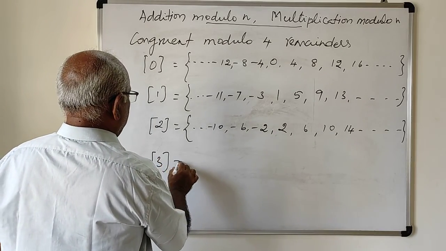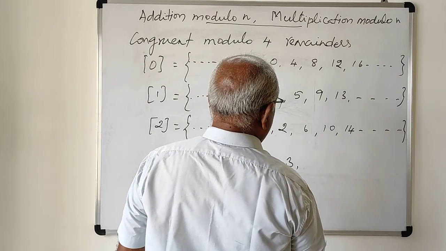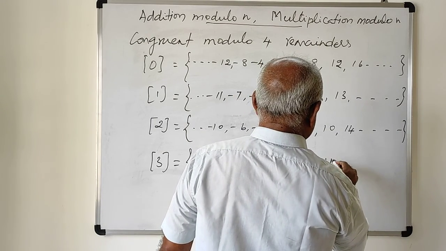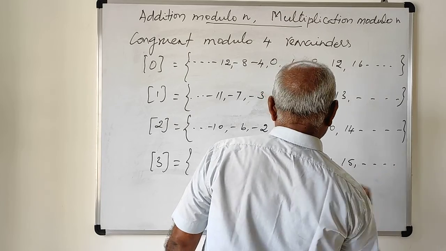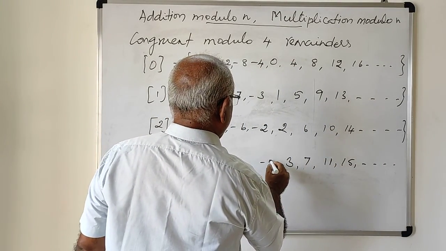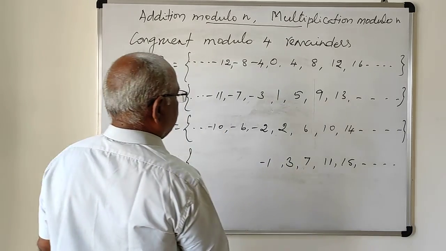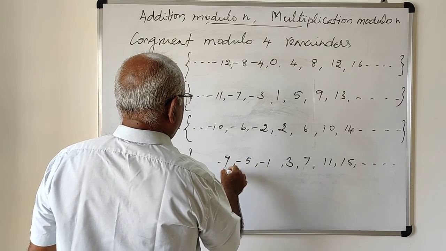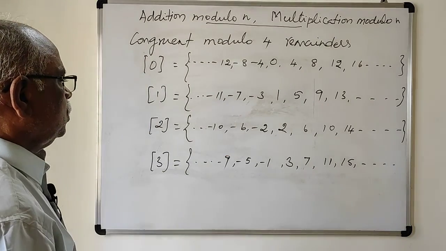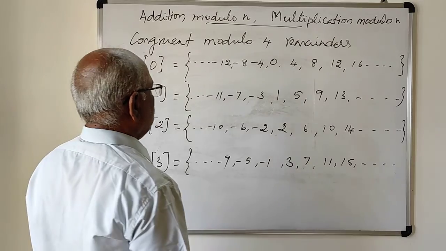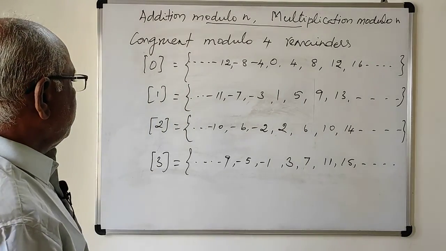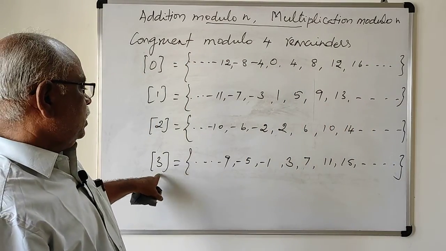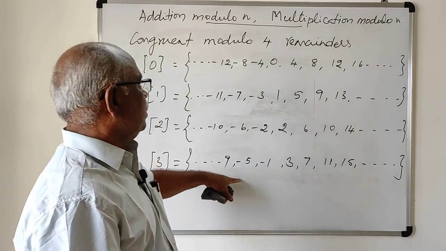And for 3, we start from 3, plus 4 is 7, plus 4 is 11, 15, and here minus 1, minus 1 plus 4 is 3, minus 5, minus 9, and so on. So these are the numbers which, on dividing by 4, leave the remainder 3. Therefore, this is congruent class 3.